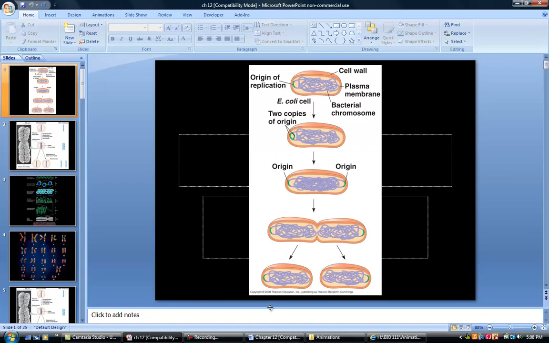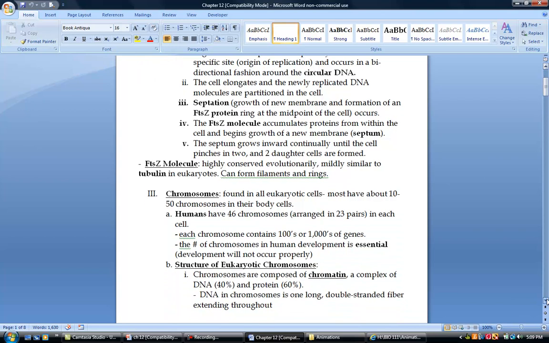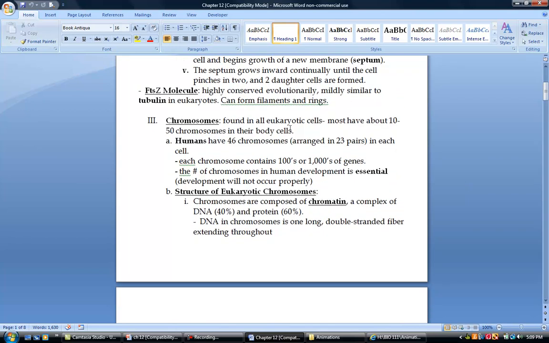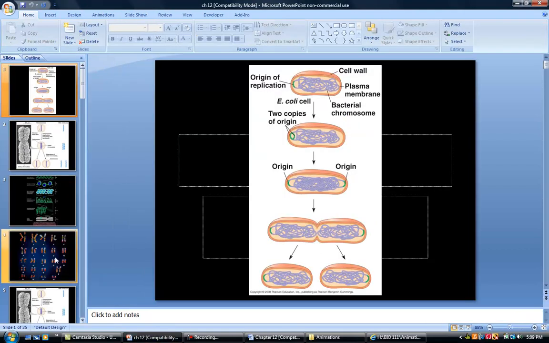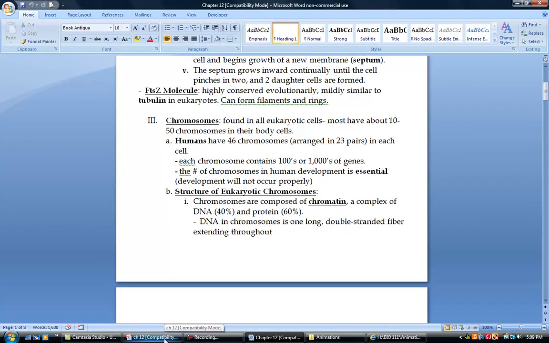Now in eukaryotic cells, it's going to be a little bit more complex, and that's basically what the whole chapter is about. If we go down a little further here, you can see that we're going to be talking about chromosomes. Our cells are going to have chromosomes, and that's how our DNA is arranged. Humans are going to have 46 of them, arranged in 23 pairs. If you look at this one right here, they go all the way up to 22, and then here's the 23rd pair. You basically get one of each from your mother and father. So we've got 23 pairs, which is a total of 46 chromosomes.